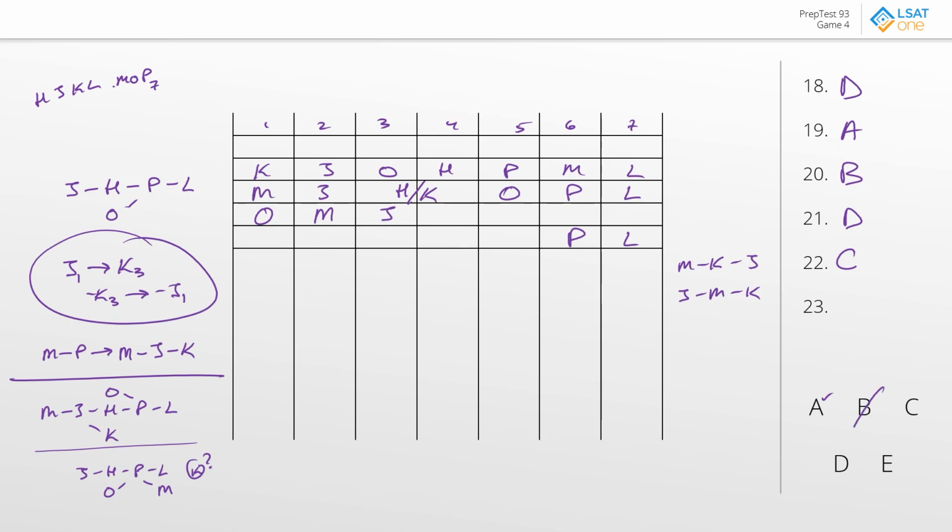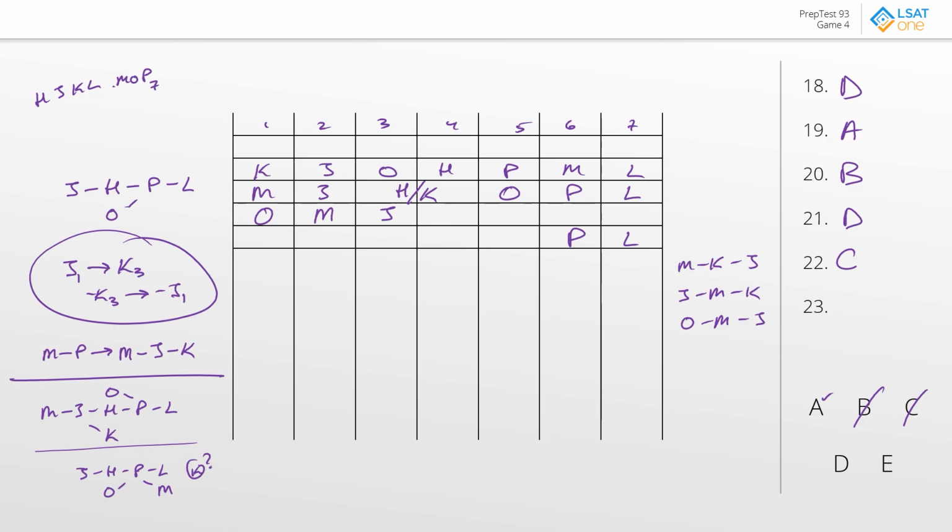Answer choice C, could we have M after O, but before J? So could we have OMJ? And yeah, in this scenario, we could have had O go all the way early, right? So OMJ potentially would have worked.